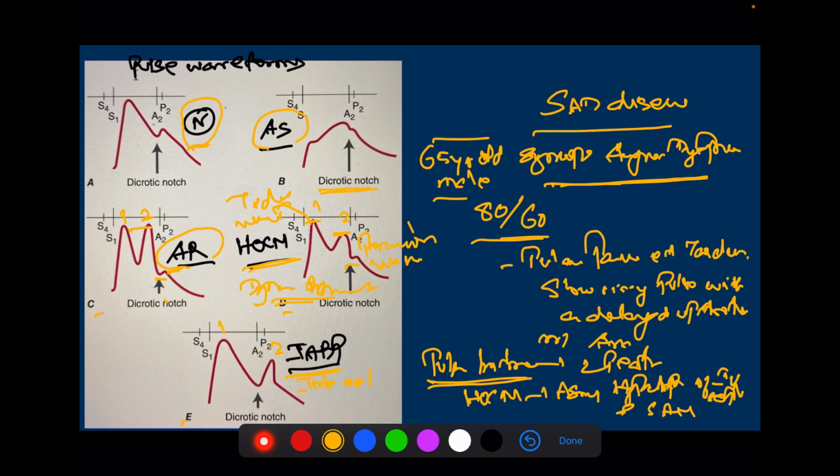Intra-aortic balloon counterpulsation. It is basically done after severe MI to buy the patient some time before some definitive intervention like PCI or CABG can be done. So what it does is a catheter is inserted and passed all the way into the aorta and it is inflated.